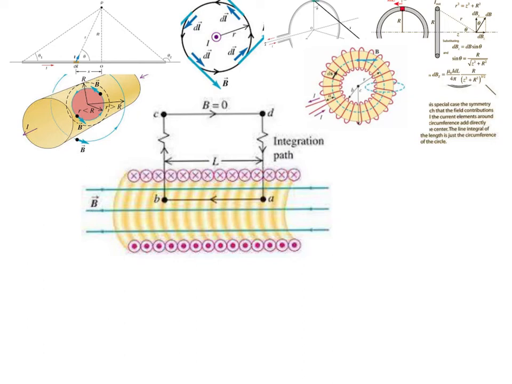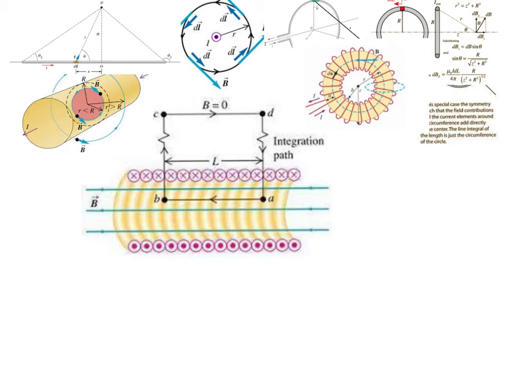Alright, 5 more problems to finish assignment 10. The first one is we're going to use Ampere's law to solve for the field inside a coil. Then we're going to use Ampere's law to solve for the magnetic field inside and outside a long wire.